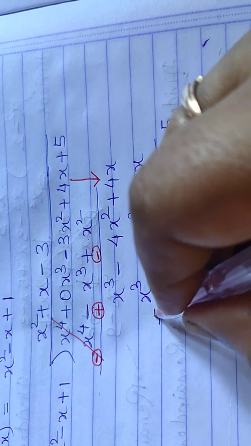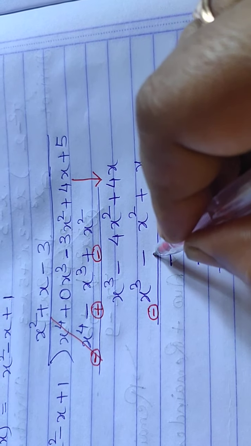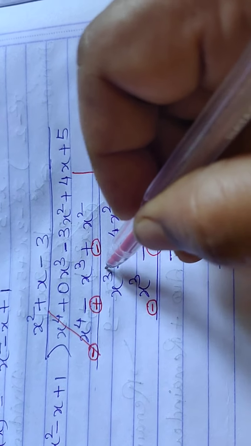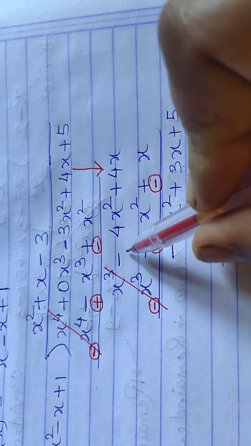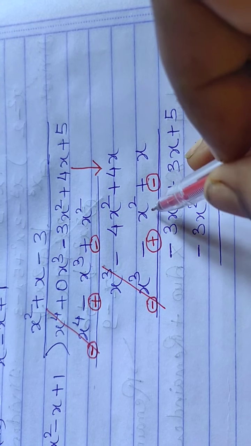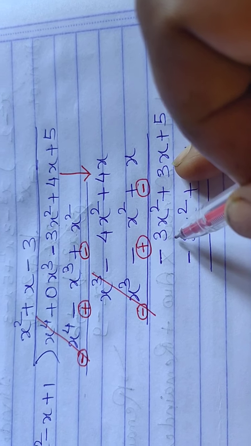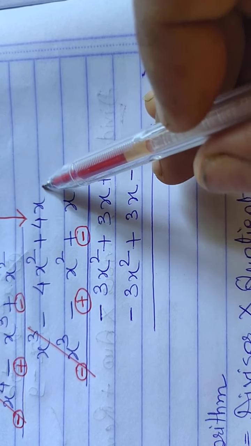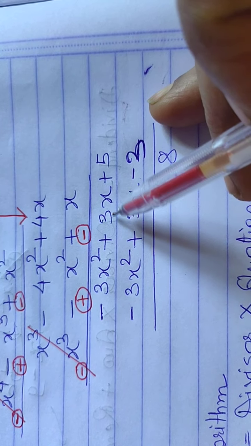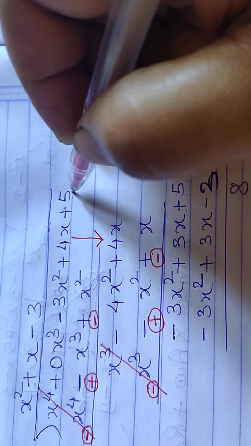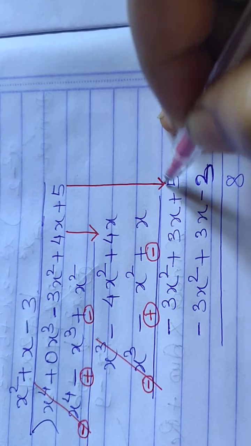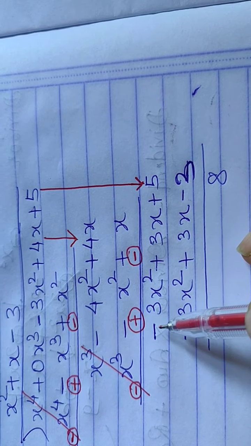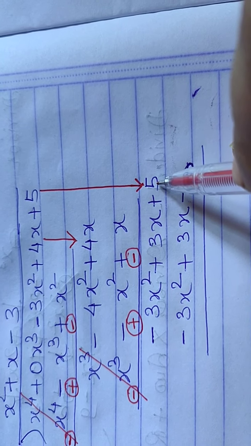Again take the subtraction, change the sign: this will become minus, this will become plus, and again the minus term. Okay, so x cube minus x cube will get cancelled. Minus 4x square and plus x square: minus 4 plus 1 becomes minus 3, so minus 3x square. Take the subtraction, 4x minus x becomes 3x. And then take this 5 as it is. Then these terms are now minus 3x square plus 3x plus 5.